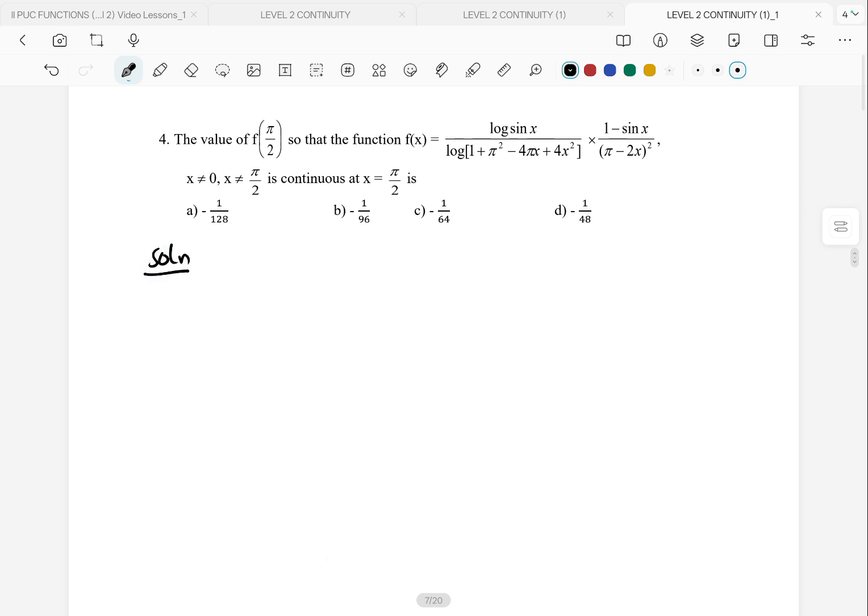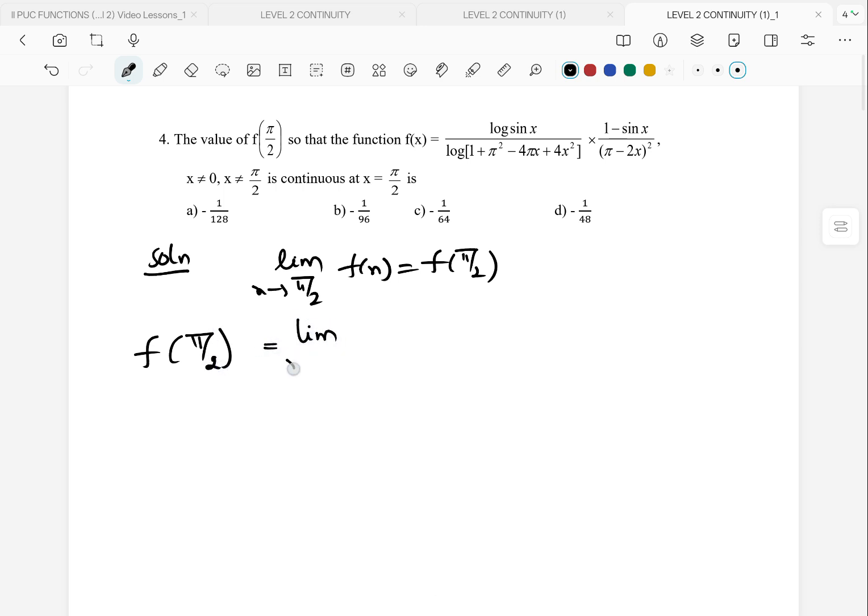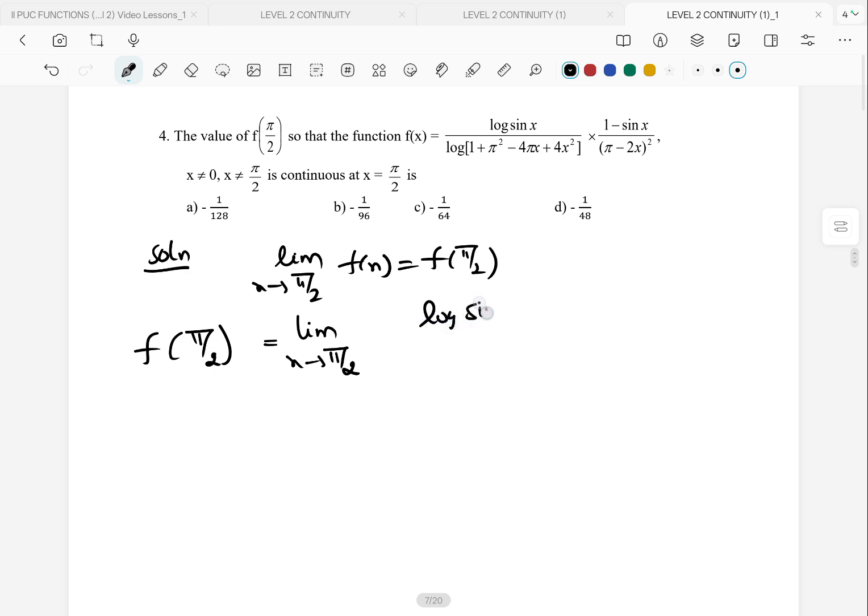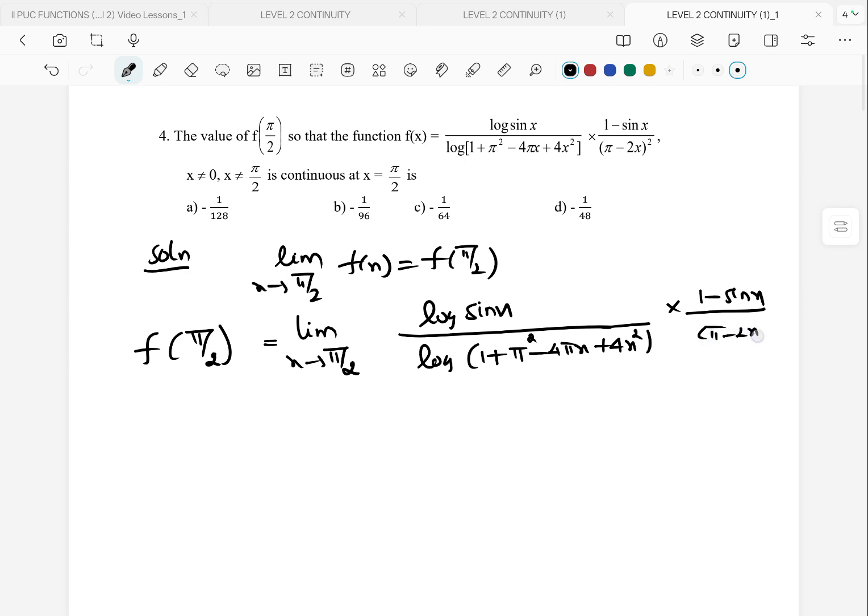Now, as the function is continuous at pi by 2, limit x tends to pi by 2, f of x is f of pi by 2. We are going to find the value of f of pi by 2. Therefore, f of pi by 2 is limit x tends to pi by 2. Substitute for f of x, log sin x by log of 1 plus pi squared minus 4 pi x plus 4x squared into 1 minus sin x by pi minus 2x the whole square.